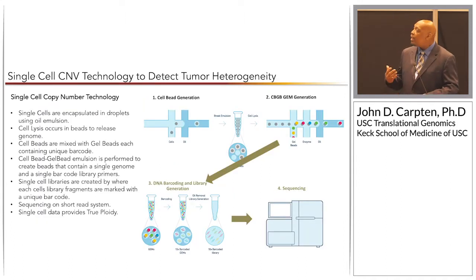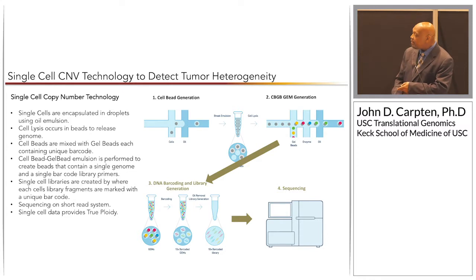And so Anushka talked a bit about the technology. Essentially, it's combining beads through emulsion, cell beads with gel beads. The gel beads contain the reagents for sequencing along with unique barcodes, so that every sequencing library that's generated from a single cell has a unique barcode. And so this is beautiful because now we can map the reads back to single clones.